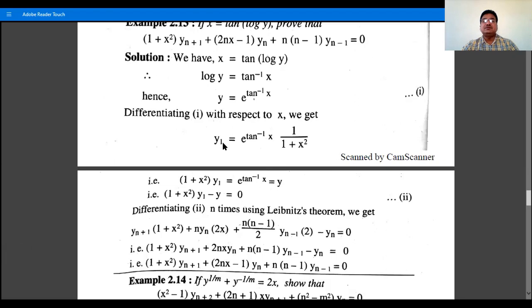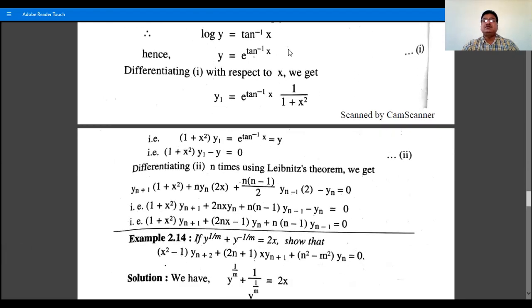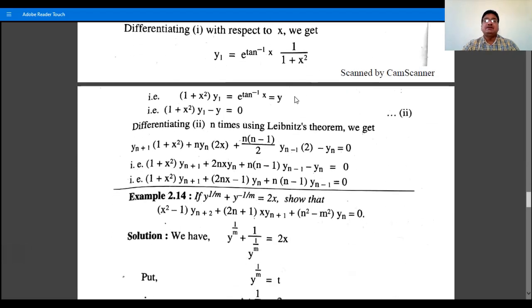And then differentiate with respect to x. y1 is e raised to tan inverse x into the derivative of tan inverse x, which is 1 by 1 plus x square. Then shift this 1 by 1 plus x square to LHS. E raised to tan inverse x is y. So we have the equation (1 plus x square) y1 minus y is equal to 0.